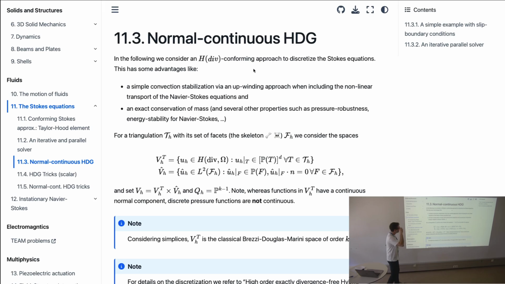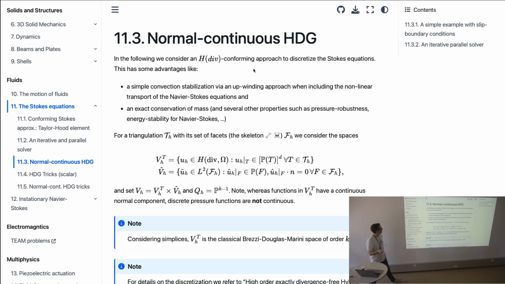So the main motivation is that when we want to go to Navier-Stokes as well, we have this convection operator included. So we need some kind of a stabilization mechanism. And what we want to use here, first of all, is an upwinding scheme. So this is why we want to go to a DG or HDG method.